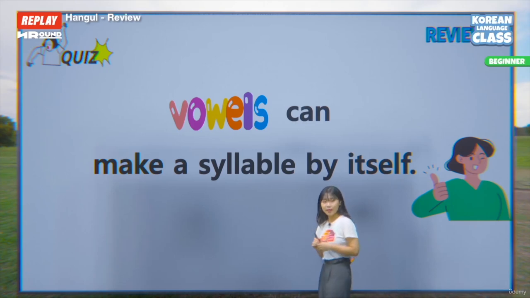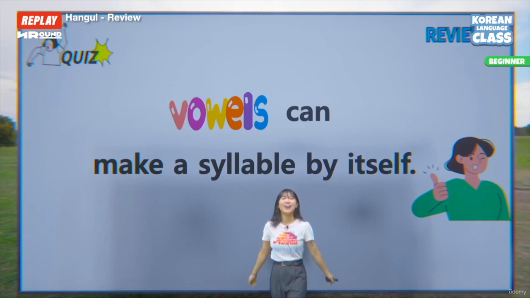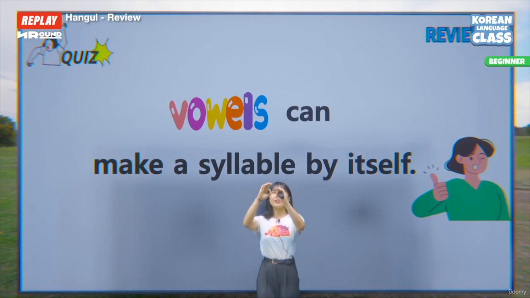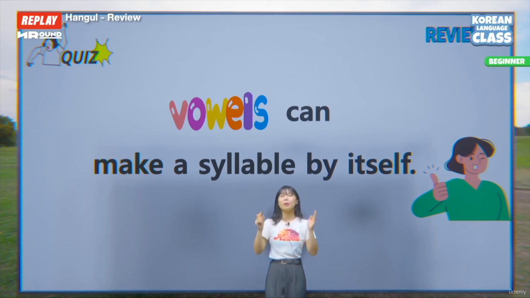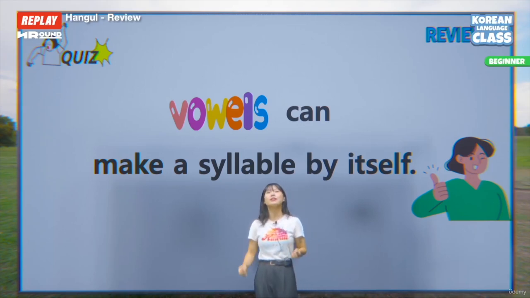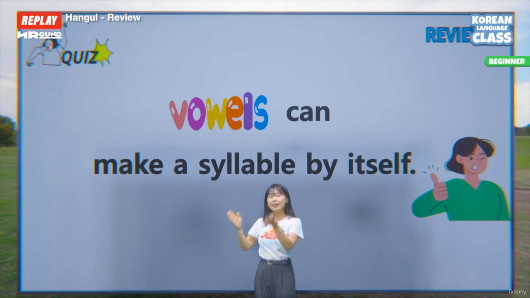Vowels can make a syllable by itself. Is it true or false? On the screen, let me check. The answers are really half and half. So, vowels can make a syllable by itself. The answer is true, but what do we need? Yes, the circle thing, the silent consonant, to make them fit in a square-shaped syllable, right?